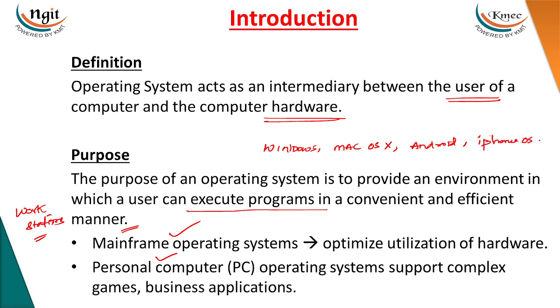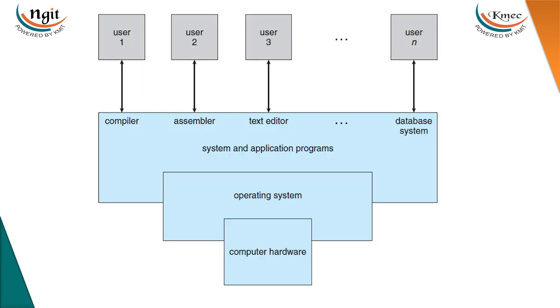Windows is Microsoft based operating system. Mac is Apple based operating system. Then Android is designed by Google. iPhone's operating system is Apple only. This is a distribution of Apple. So operating system is an intermediary between user and hardware.